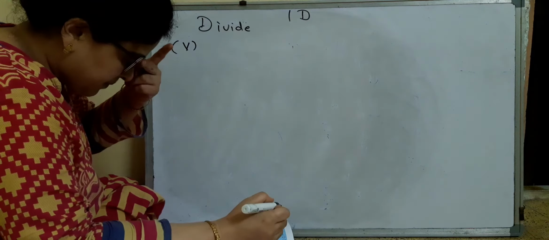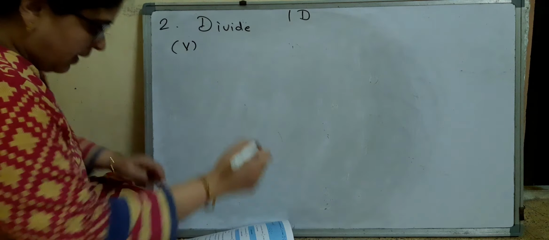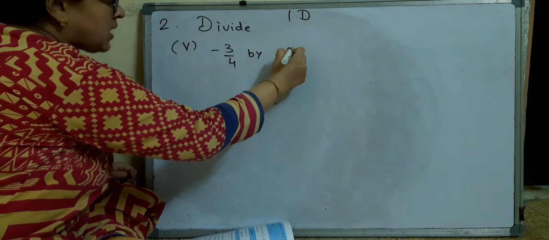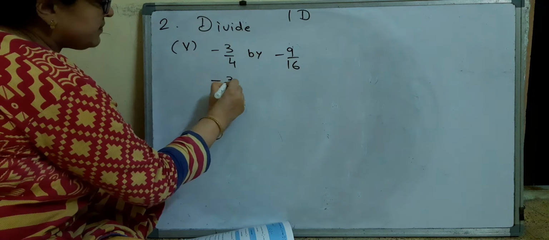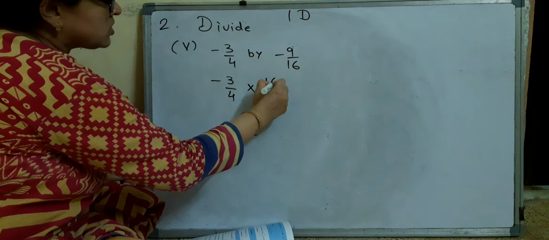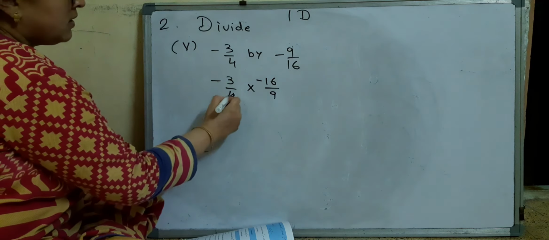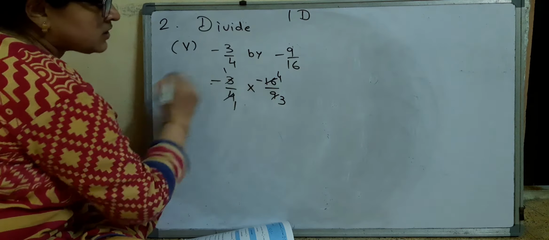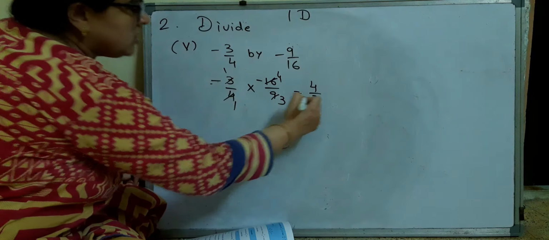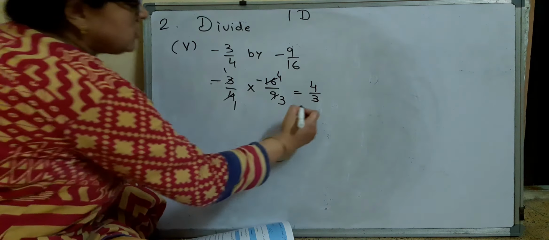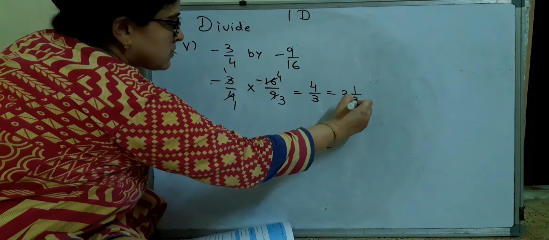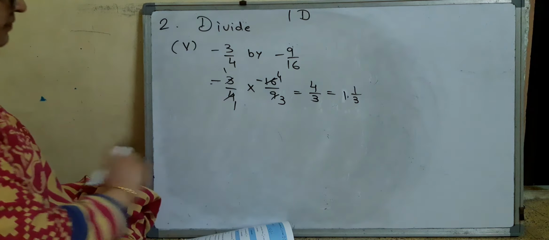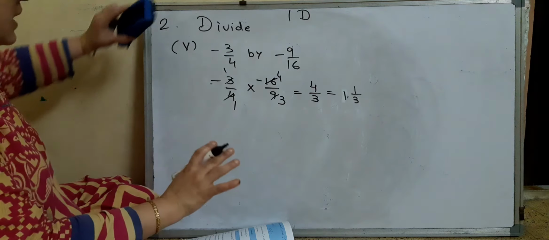Now fifth one, minus 3 upon 4 divided by minus 9 upon 16. Minus 3 upon 4 multiplied by 16 upon 9. 4 1s are 4, 4 4s are 16, 3 1s are 3, 3 3s are 9. And minus times minus is plus, 4 upon 3. Now it is an improper fraction, converting to a mixed fraction. 3 1s are 3 plus 1, so 1 1 upon 3. This is the completed second question.